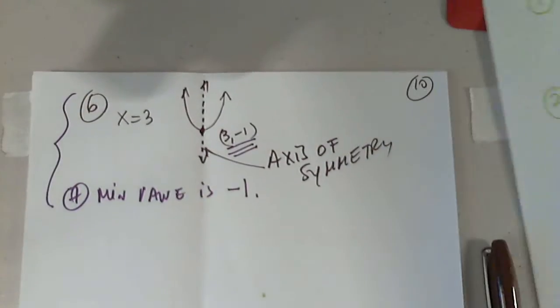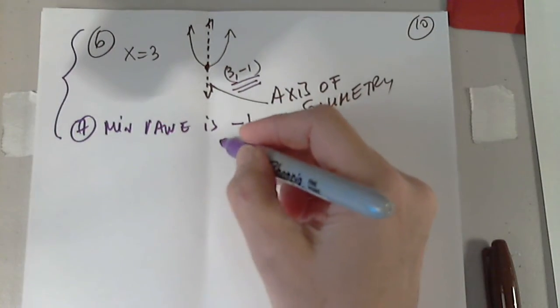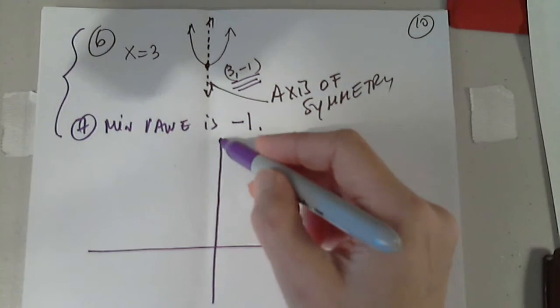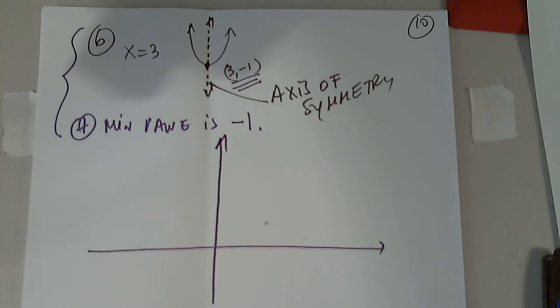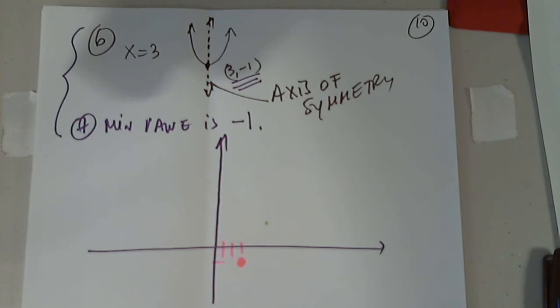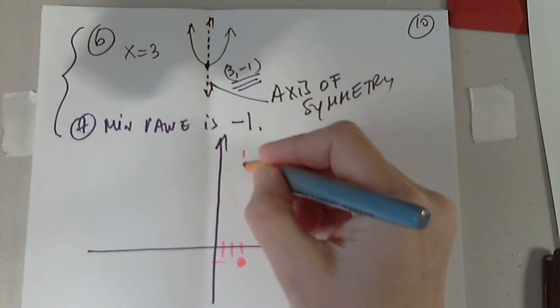Now we are ready to graph this function. We will always start with the vertex. So here's the vertex at 3 comma negative 1. We will always continue step 2 with the axis of symmetry, not part of the graph.